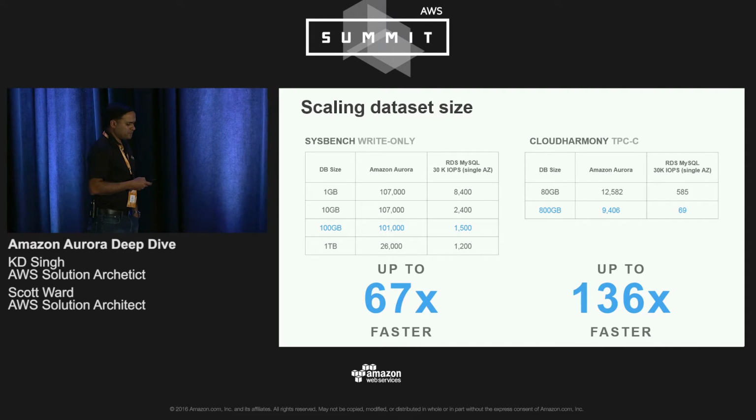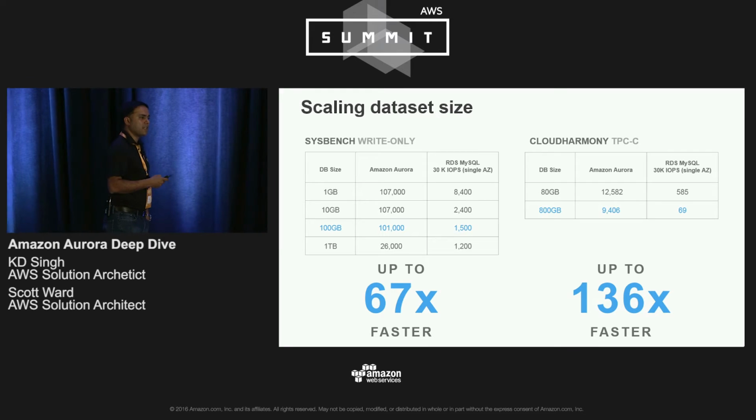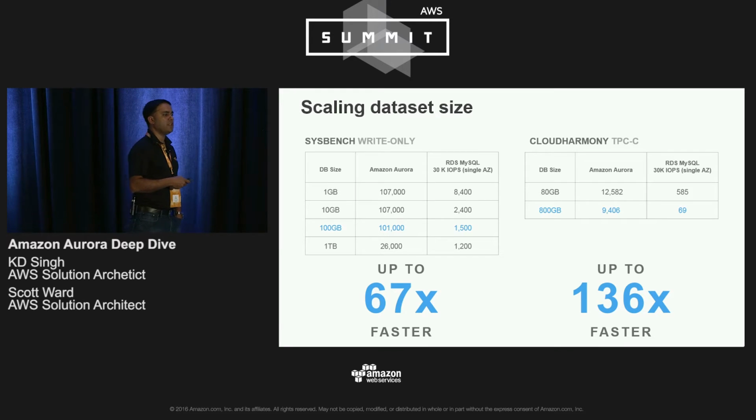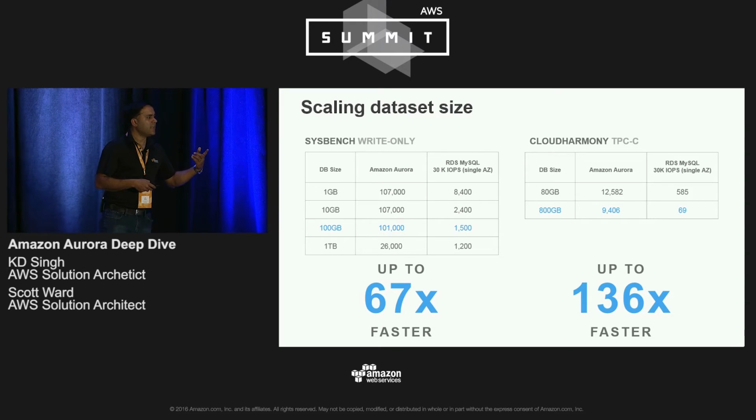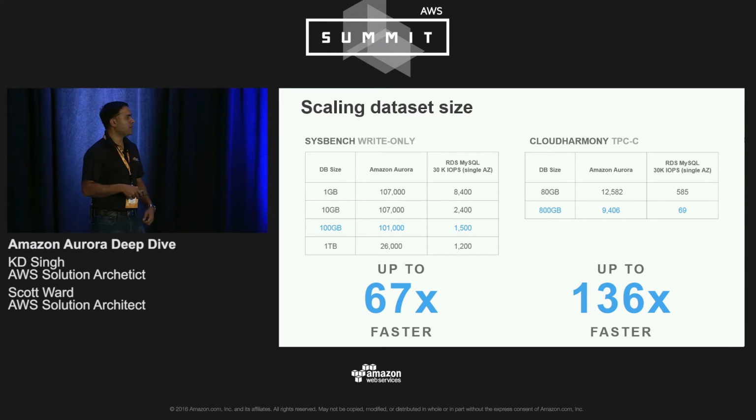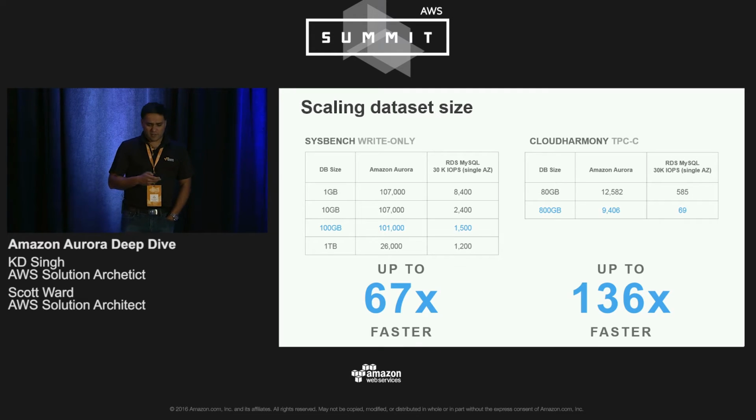And just to be sure, we ran the same experiment against the CloudHarmony TPC-C benchmark, which calculates throughput numbers. And there, Aurora was performing 136 times faster.